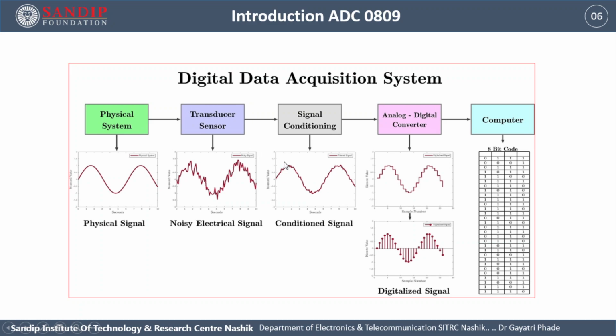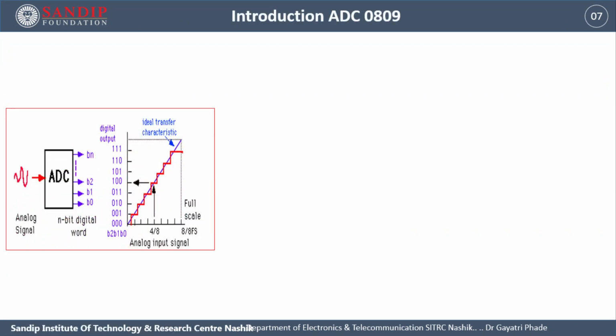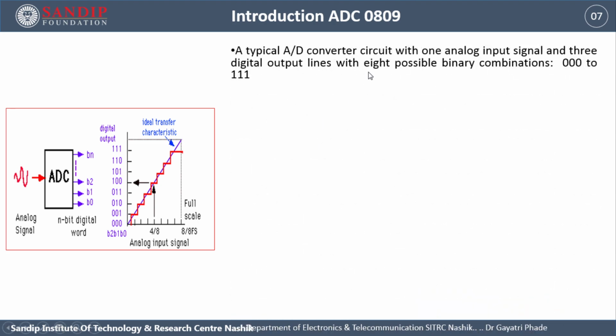Next, we want this signal in the digital form. That's why we are going for the analog to digital converter. Once we have this data in digital form, we can process it with the computer or microcontroller. So here is the importance of this ADC. Next, let us understand a little bit in depth about ADC.